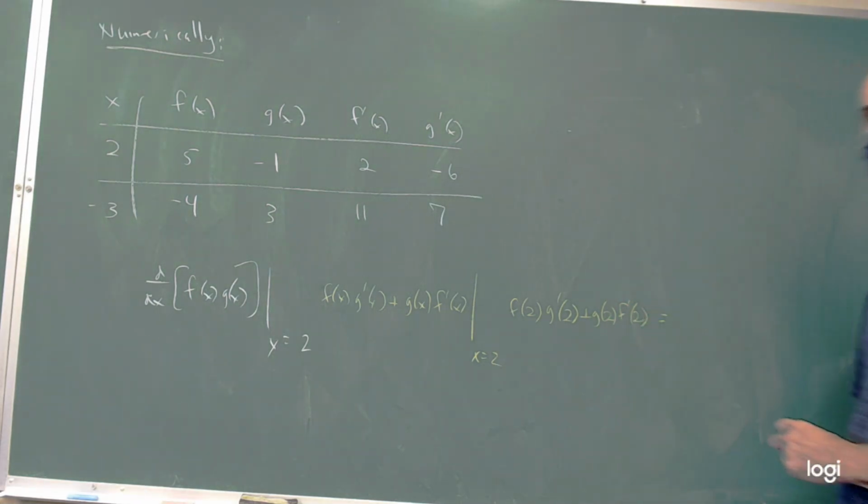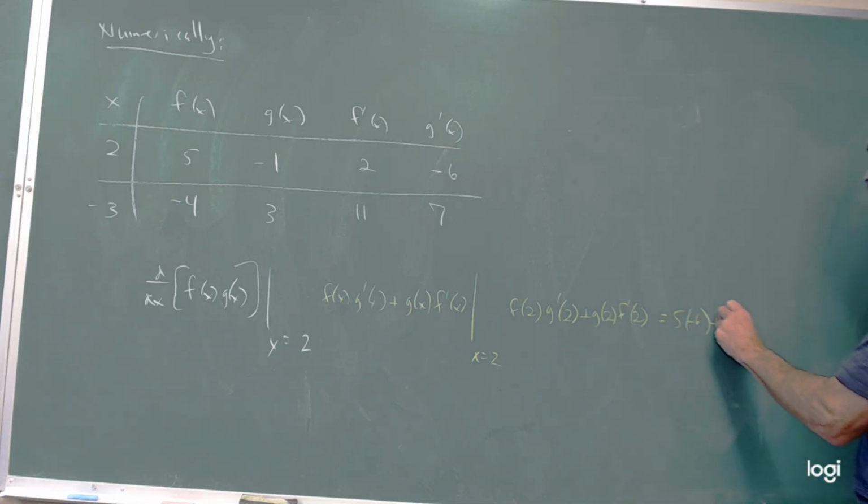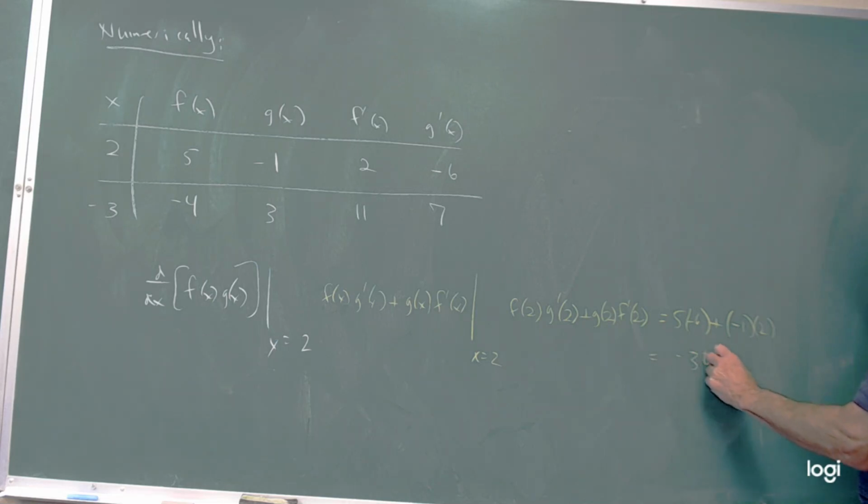Now we can go to our table and read those off. f of 2 looks like 5. g prime of 2 is -6, plus g of 2 is -1 times f prime of 2 is 2. So it looks like -30 minus 2. I'm getting -32. Does that sound right?